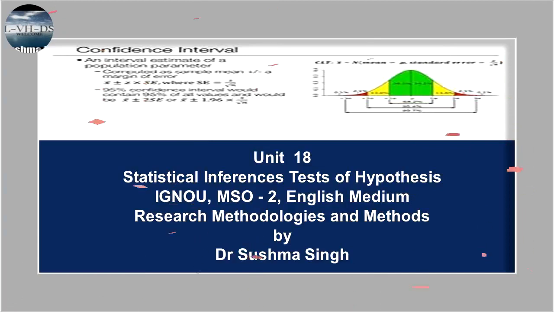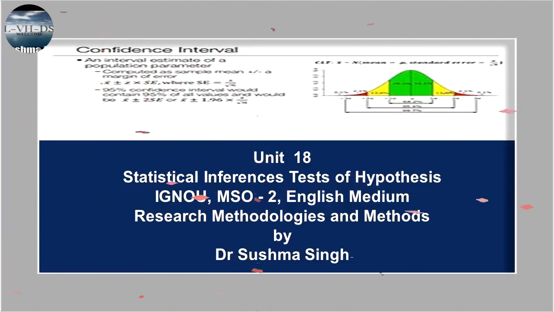Define null and alternative hypotheses. Decide probability level. Calculate the value of t using appropriate formula. Determine the degree of freedom. Compare the observed t with the tabulated t. Accept or reject the null hypothesis.